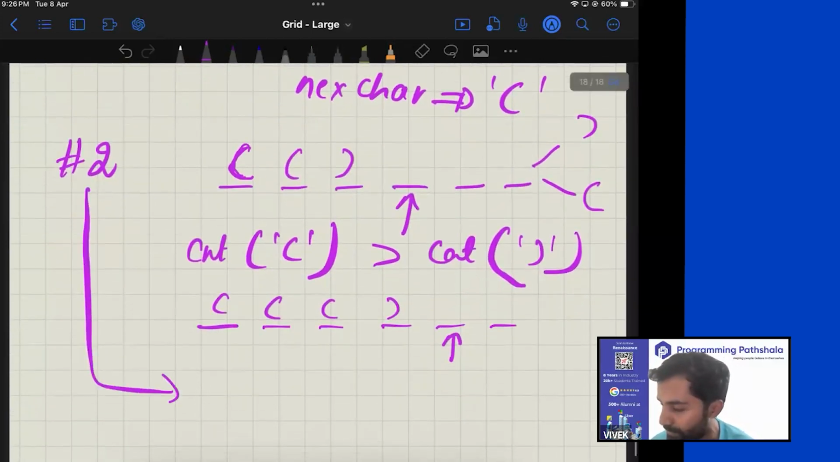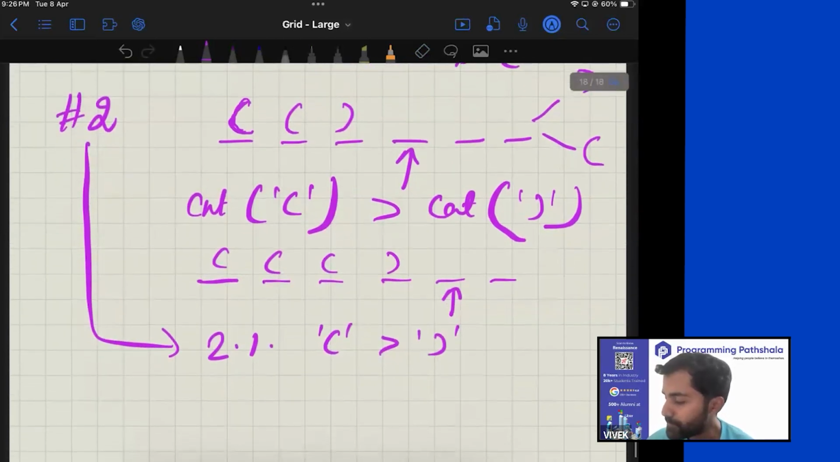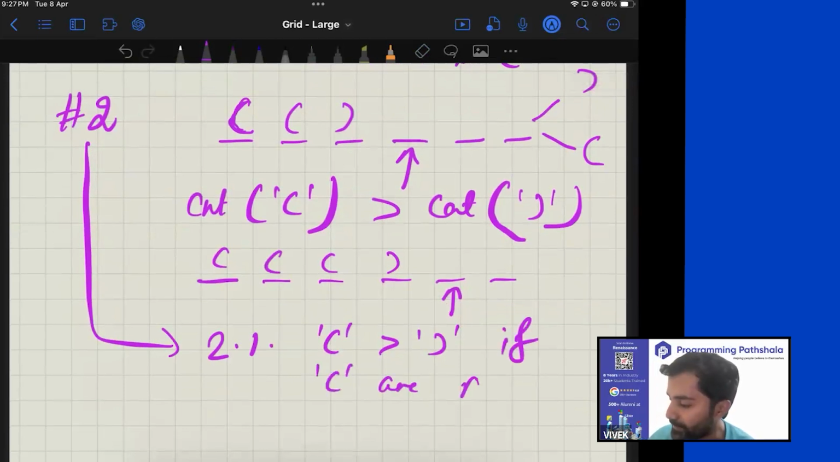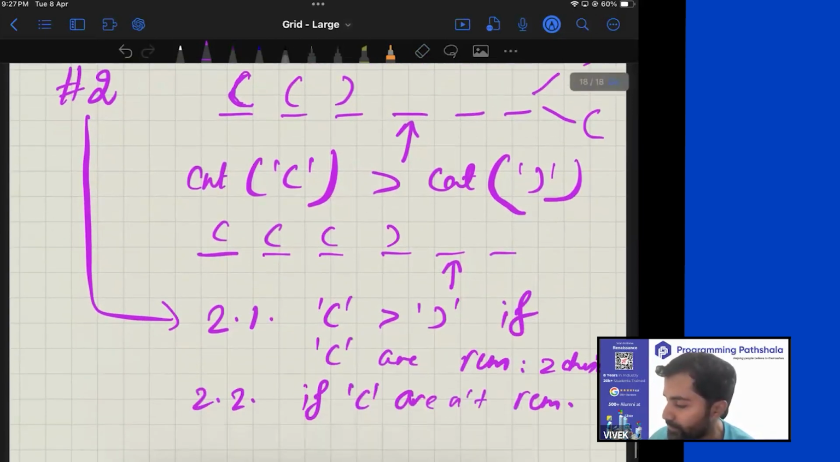The first part is 2.1, where I am saying that if the count of this is greater than the count of that, in that case, I can say if opening brackets are remaining, then I have got two choices. And case 2.2 is if opening brackets are not remaining, then there is only one choice.